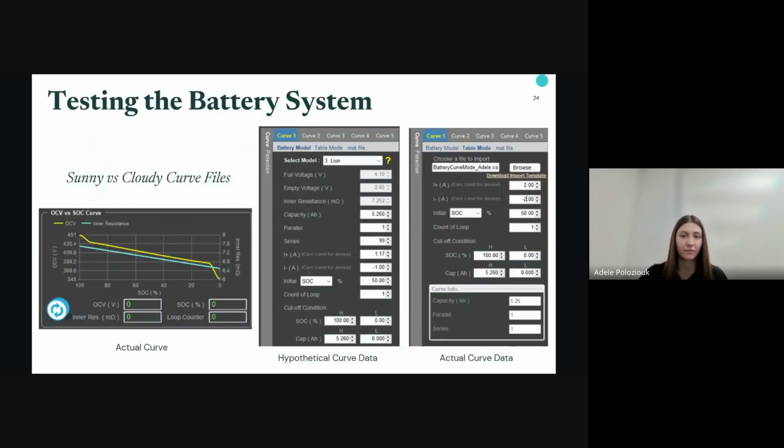Here we have the pre-configured battery emulation curve of the lithium-ion chemistry that can be used for actual testing. And then for my actual test, I also created a user-defined battery emulation curve since the pre-built model didn't exactly scale to my voltage needs.